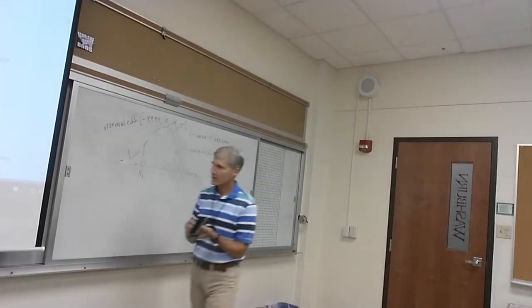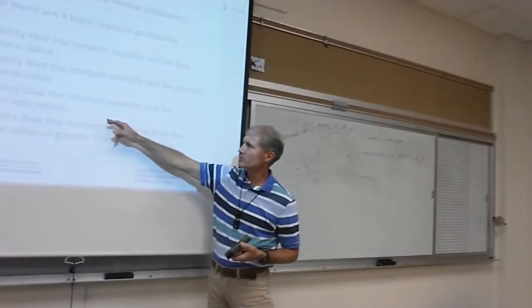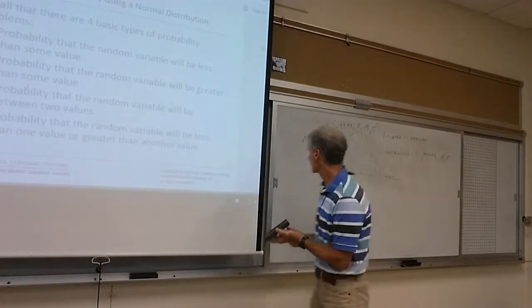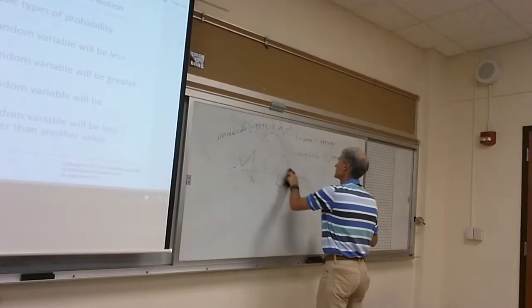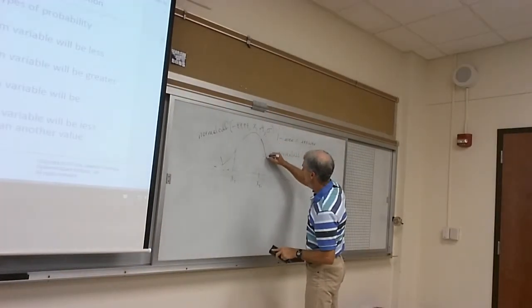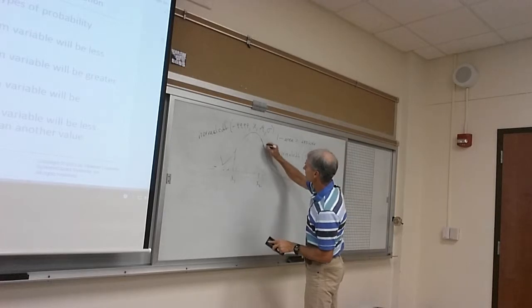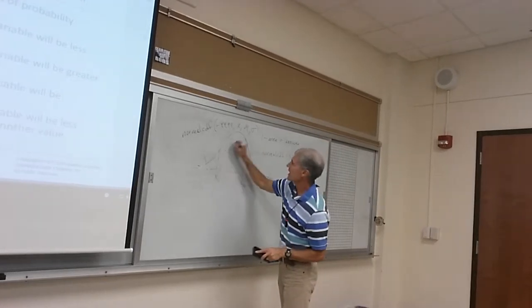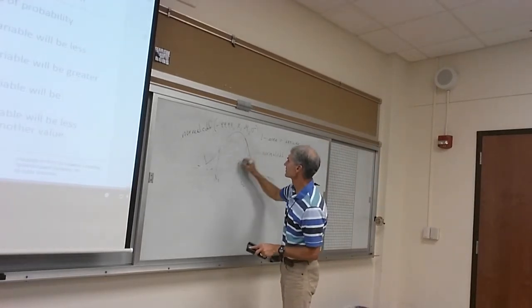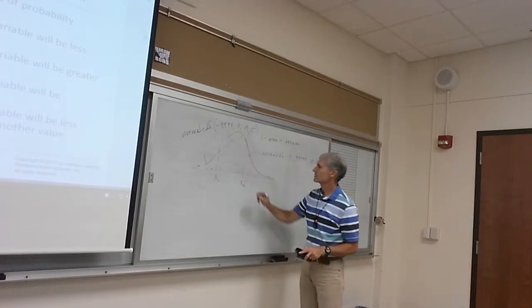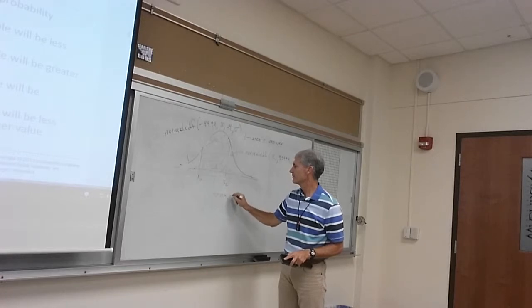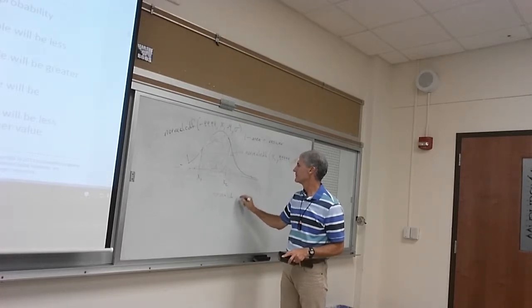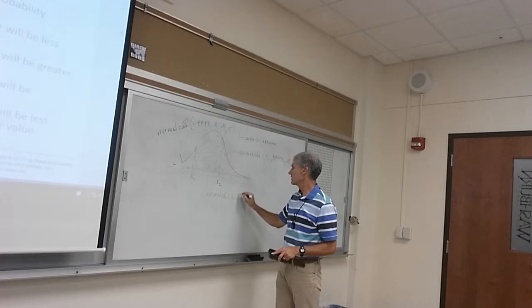Okay? Third one. Probability that the random variable will be between 2 values, so x1 and x2. You're going to shade in between those 2 values. So that one is normal CDF from x1 comma x2, mu, sigma.